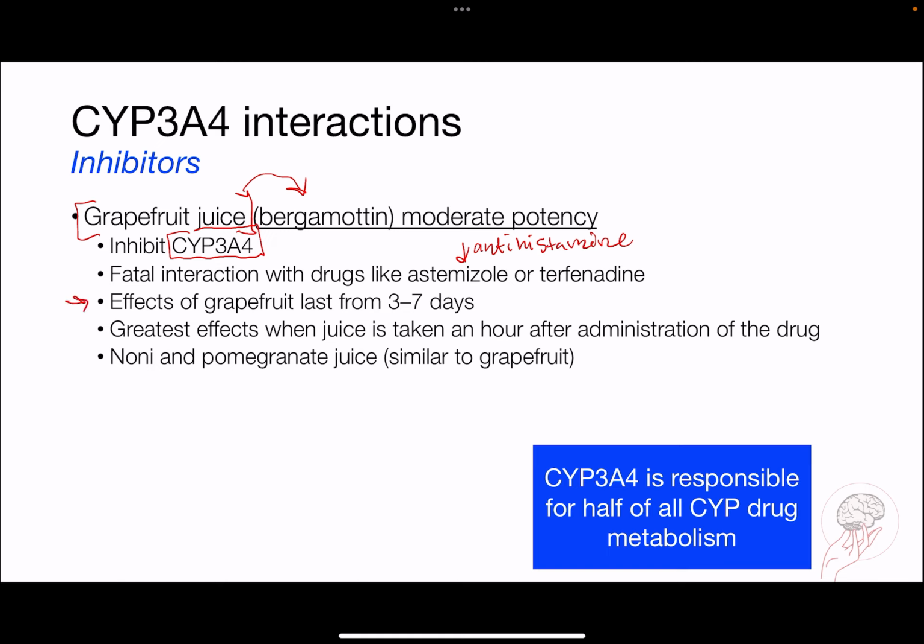And the effects of the grapefruit juice aren't just immediate. They can last for 3 to 7 days. Again, it depends on the person's metabolism. But the greatest effect is when the juice is taken an hour after administration of the drug. And noni fruit and pomegranate juice are similar, although they're less common in the US, so they often aren't told to not take them. And this is quite important because the CYP that grapefruit juice inhibits is responsible for half of all CYP drug metabolism.